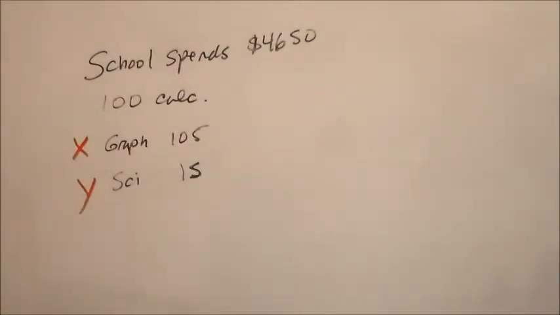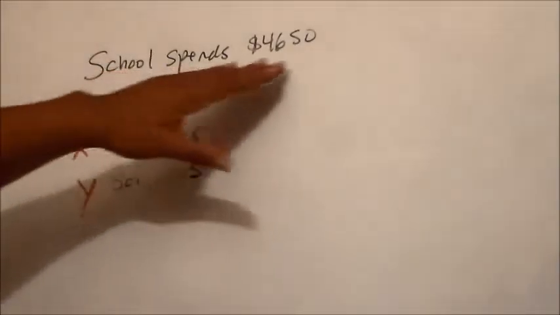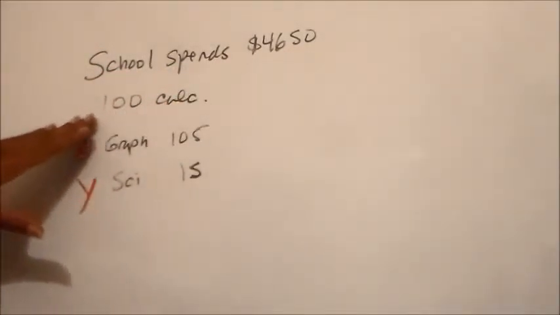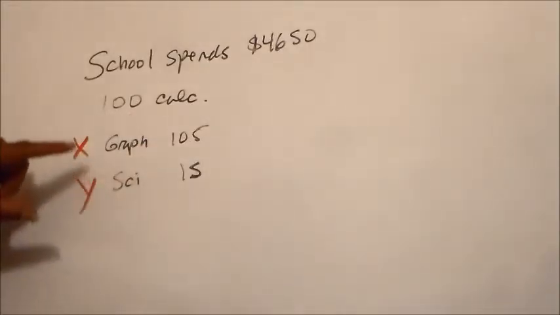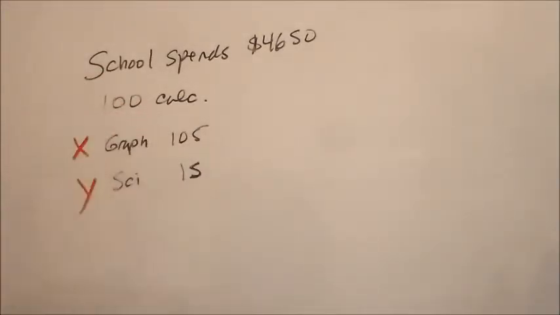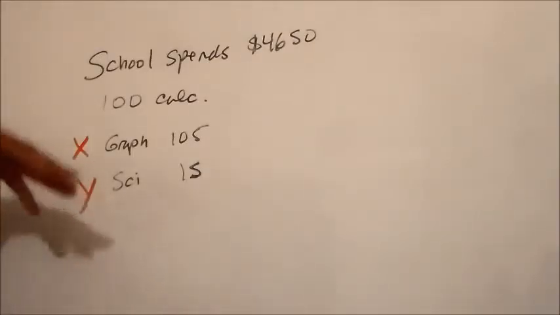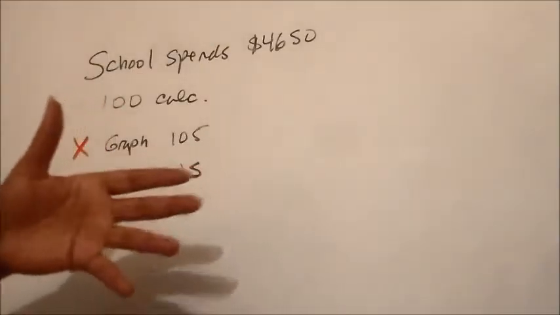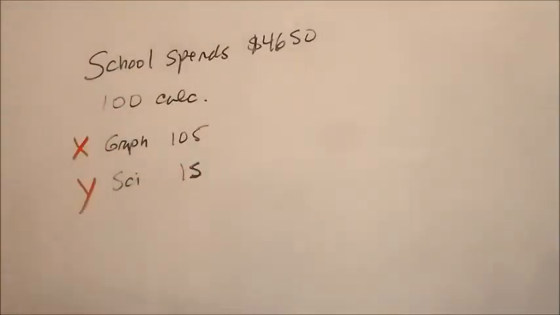This is what I will write down. School spends $4,650. It's 100 calculators. The graphing ones cost $105 each. The scientific ones cost $15 each. Now, the total number of the things is not where the multipliers go. The multipliers always go to the total money obtained or achieved, if you will. That's how you have to look at these to set them up.